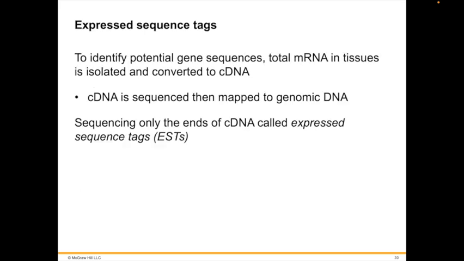So to express potential gene sequences, total mRNA in tissues is isolated and converted to cDNA. So the cDNA is sequenced, then mapped to genomic DNA. So sequencing only the ends of cDNA gives expressed sequence tags. Expressed sequence tags. So this is another form of STS that can be used or included in physical maps.